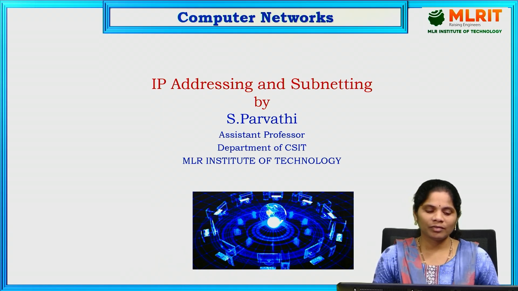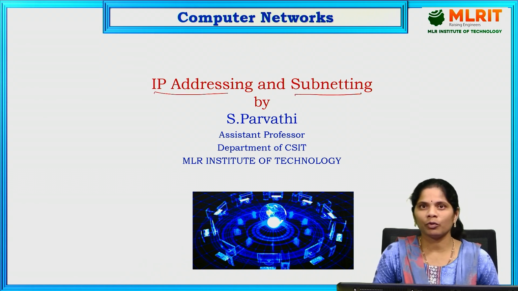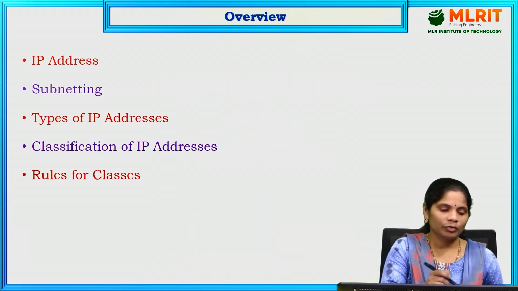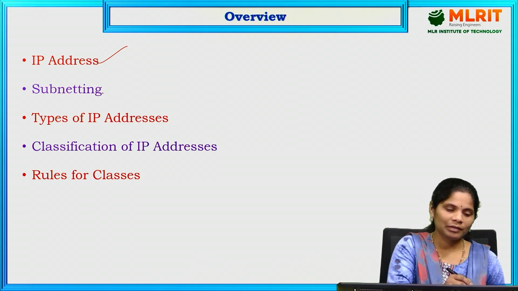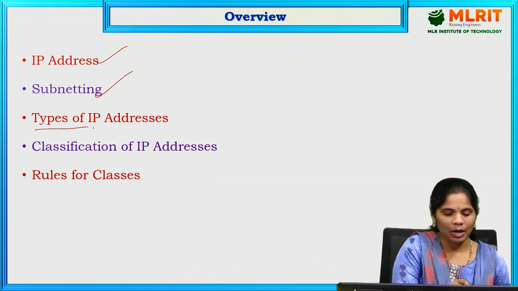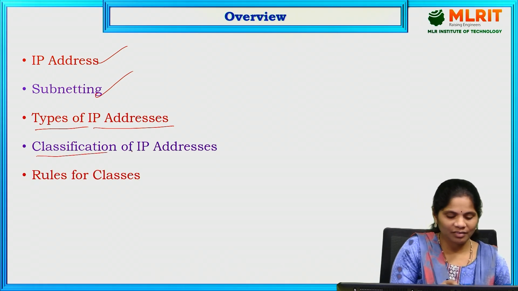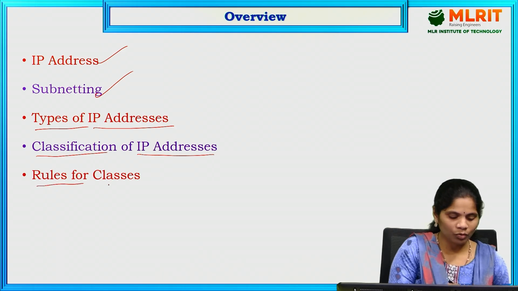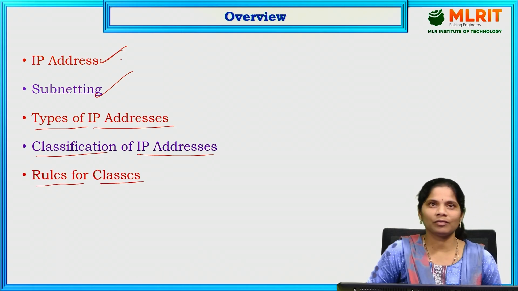Today we are going to discuss IP addressing and subnetting. These two topics we are going to discuss in the network layer. First, let us see the overview of today's session. We are going to discuss what an IP address is first. Next, we discuss what subnetting is. Next, what are the different types of IP addresses in the network layer. Next, the classifications of IP addresses. And next, the rules for those classes in the network layer. All these topics we have to see in today's session.